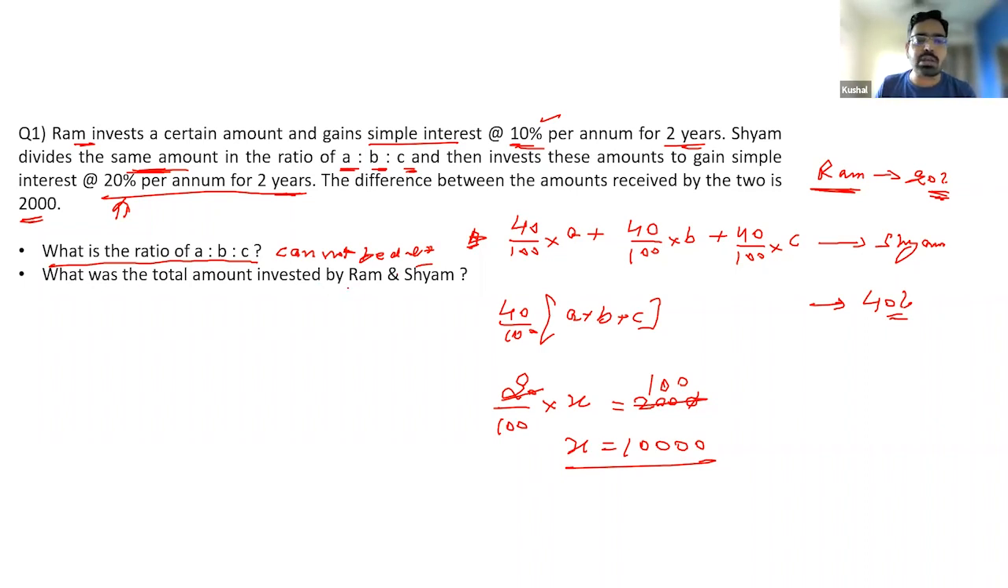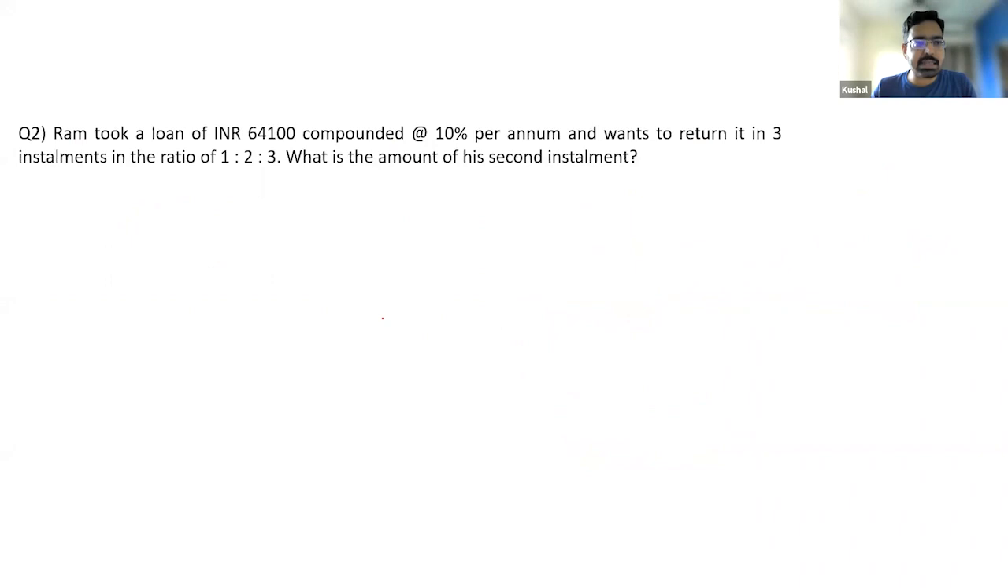What is the total amount invested by Ram and Sham put together? Ram and Sham put together would be investing 20,000 rupees. So the answer to these two questions must be cannot be determined, and the second answer should be 20,000. I hope we all are clear. Let's move on and look at the second question for the day.